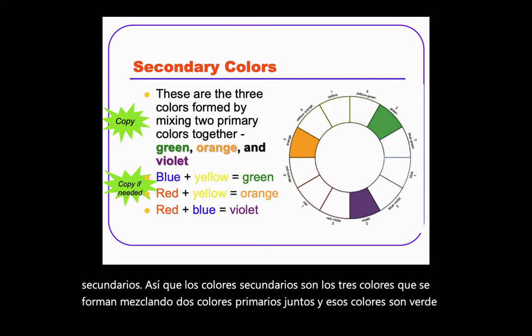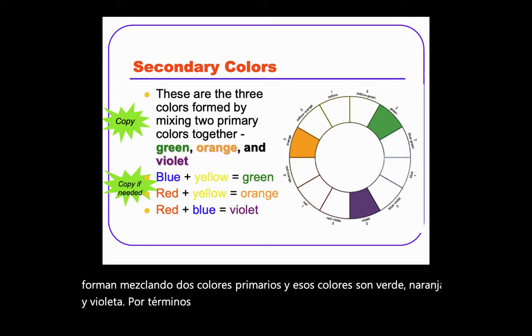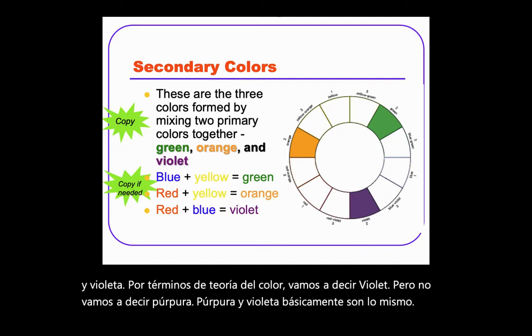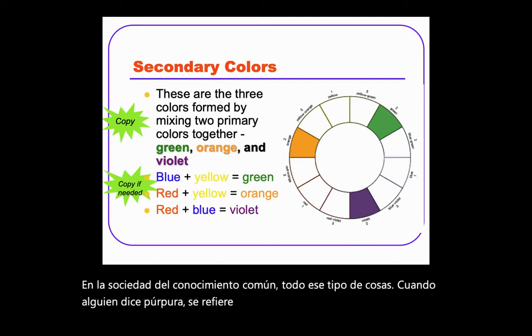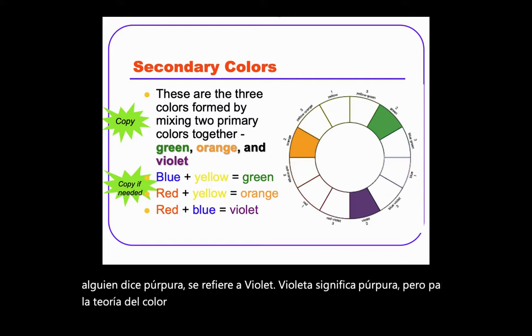For terms of color theory, we're going to say violet, we're not going to say purple. Though purple and violet basically are the same thing in common knowledge, society, all that kind of stuff. When somebody says purple, they mean violet. Violet means purple. But for color theory, you do want to use violet. Okay, again, pause if you need to get this copied down.